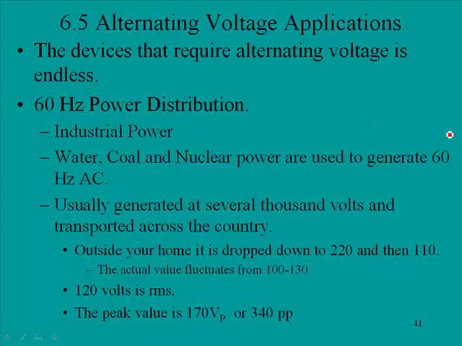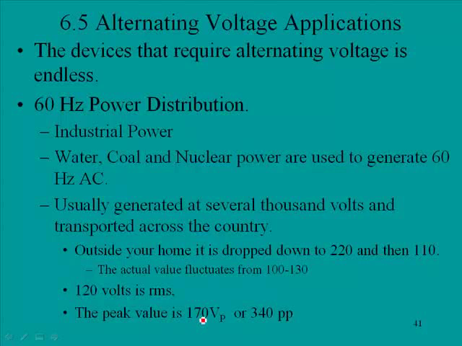In fact, at the college here we have an emphasis in industrial power in our electrical engineering technology degree, as students are inclined towards that subject area. Water, coal, and nuclear power are used to generate 60 hertz AC, usually generated at several thousand volts and transported across the country. Outside your home it is dropped down to 220 and then to about 110. The actual value fluctuates from 100 to 130. We typically say 120 volts, and this value is the RMS value.